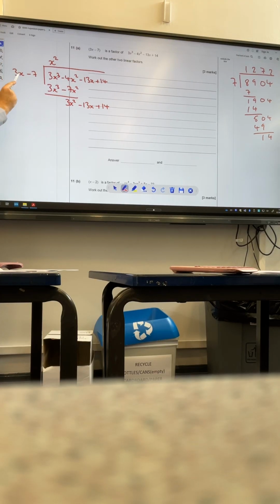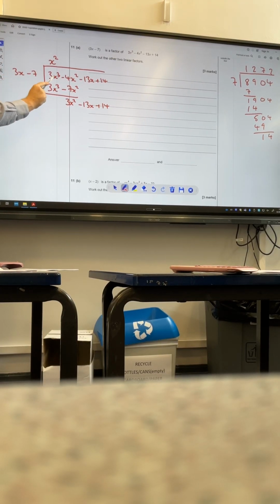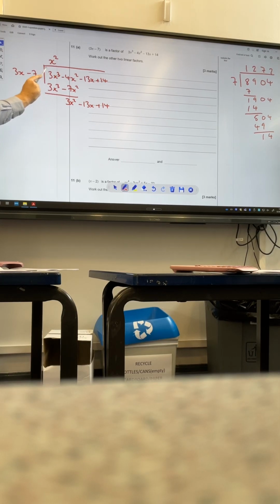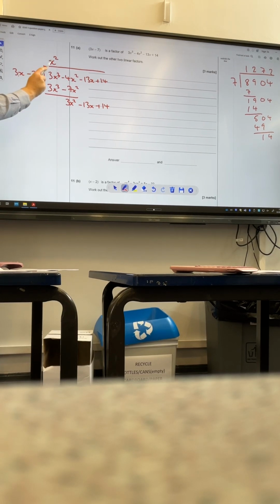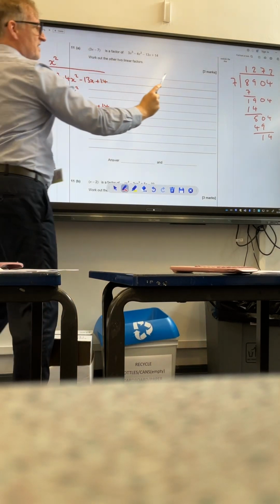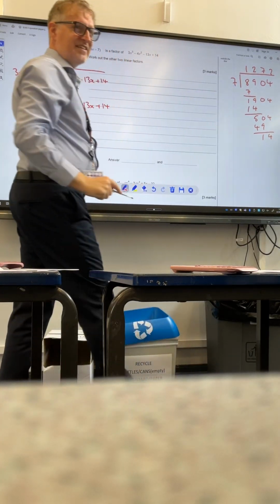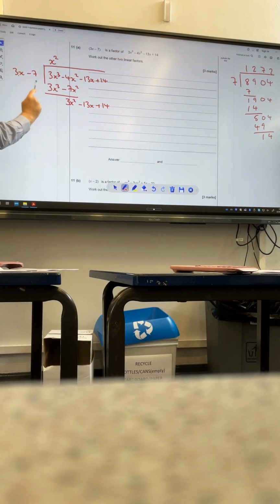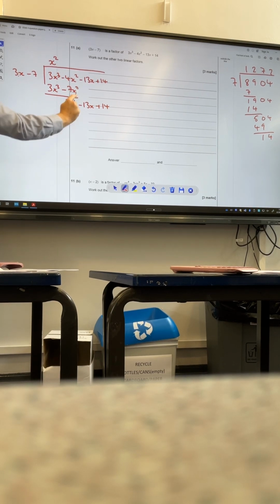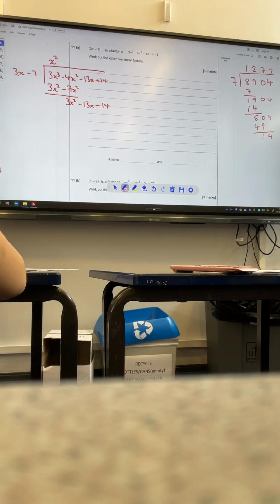So I just take the main power, 3x, and I see how many times it goes into 3x cubed. So I've got to think, what times 3x makes 3x cubed? Oh, x squared. I then do that times that, just like I did 7 times 1, and then subtracted. So that times that is 3x cubed minus 7x squared, and then subtracted. Bring everything else down. I then just repeat that process.